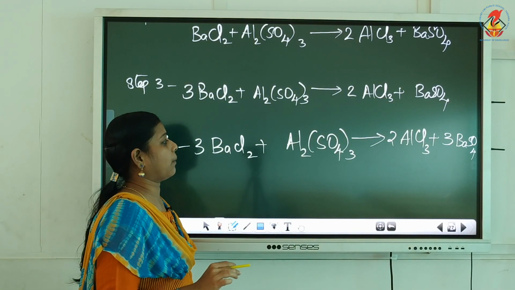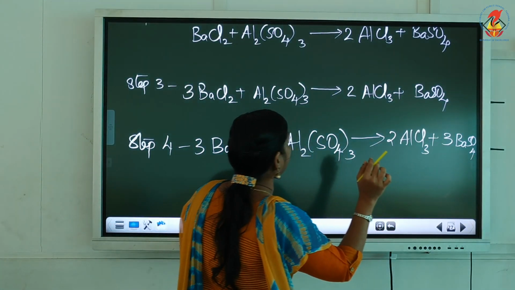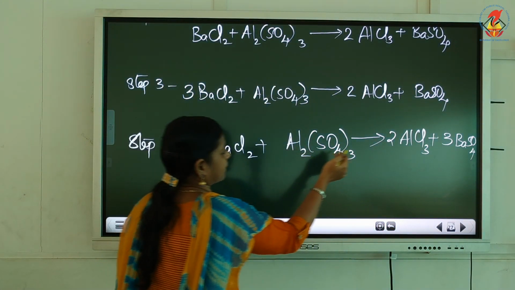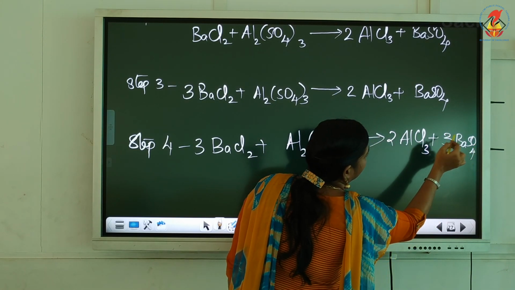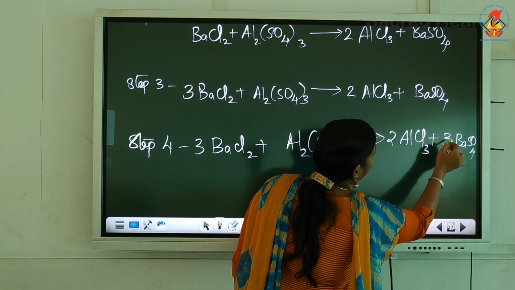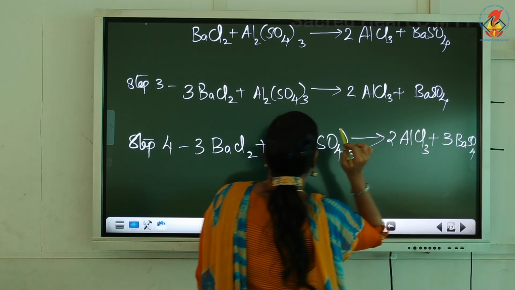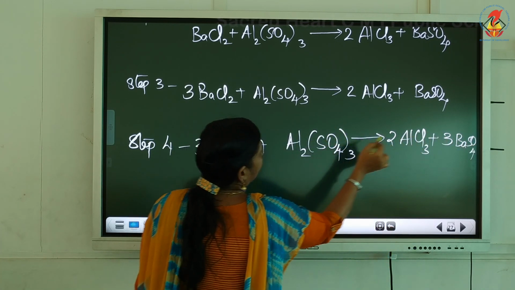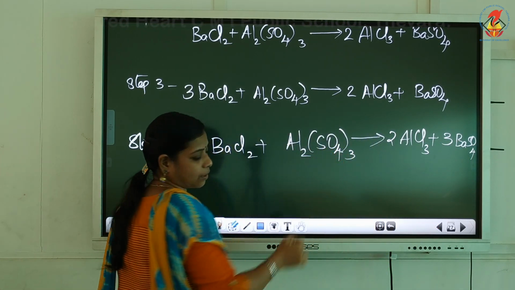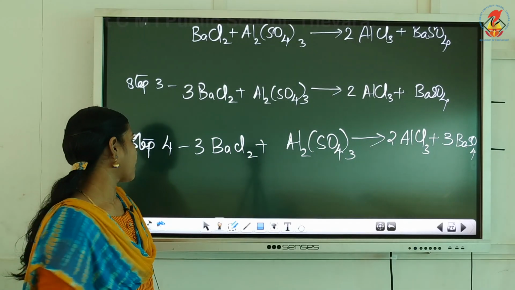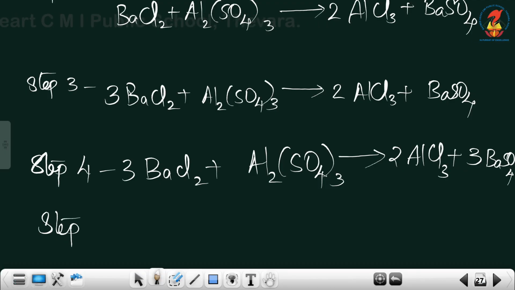Now we have to equate sulfur and oxygen. Just observe the SO4 is 3. The 3 is meant for the sulfur and oxygen. So sulfur will be 3 here and also 3 there, and oxygen is 3 into 4, 12, and here it is also 3 into 4, 12. So in step 5 we are just observing that the equation is already balanced and writing that on final inspection.